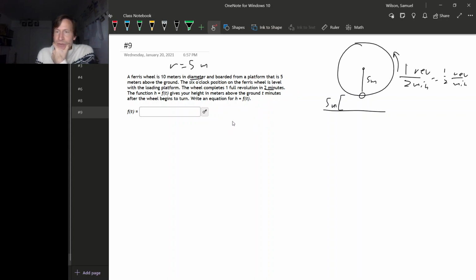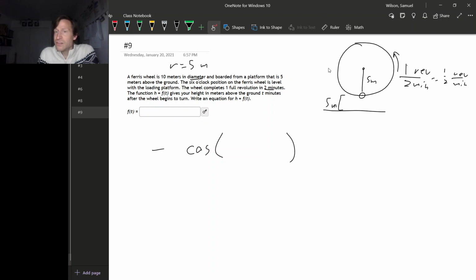Okay, so if we're starting at the bottom, right, as this goes around, the height is going to start at the bottom and then go up to the top and then back down to the bottom and then repeat. So we're starting at the bottom of a cycle, and that means we should use a minus cosine. Right? Sine starts at the middle of a cycle, cosine starts at the top of a cycle, negative cosine starts at the bottom of a cycle. So we'll use minus cosine.